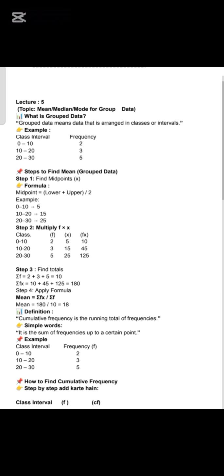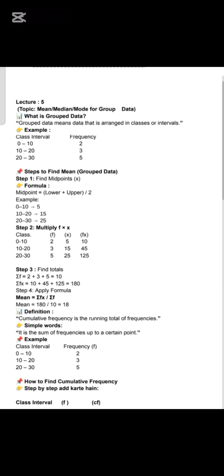And you get the cumulative frequency by adding each frequency to the sum of all previous frequencies. You can take the concept, you can get it. The sum of all the previous frequencies is called cumulative frequency. Now the given example is that class intervals are 0 to 10, 10 to 20, 20 to 30, and the given frequencies are 2, 3, and 5.